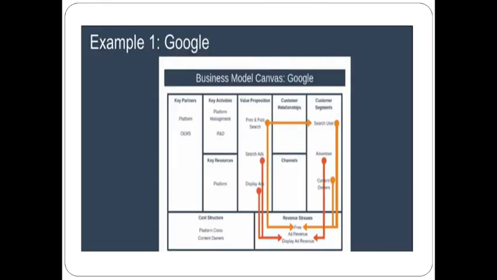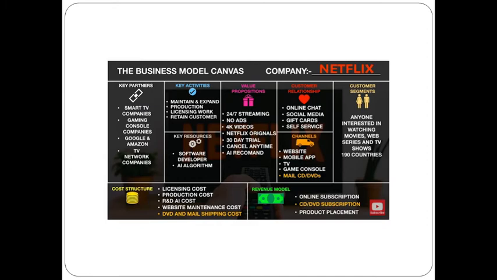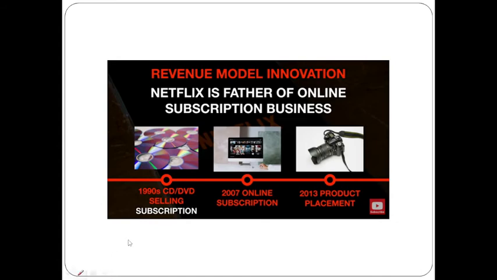Next is about Netflix. Netflix is another example, which is actually a startup which came in long back. You can see here that it is there from the 1990s, which is when it originated, and then from 2013 onwards, they have kept on making innovations. Netflix is not a recent one. It was actually in the 1990s where it was originally in the form of CD, DVD selling and subscriptions. Then it was online subscription and then product replacement and so on.